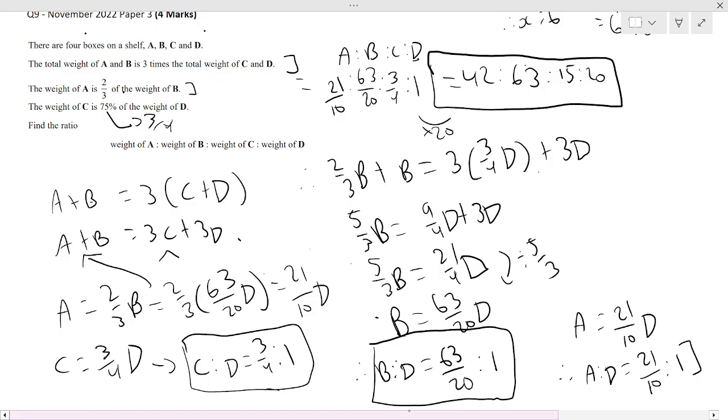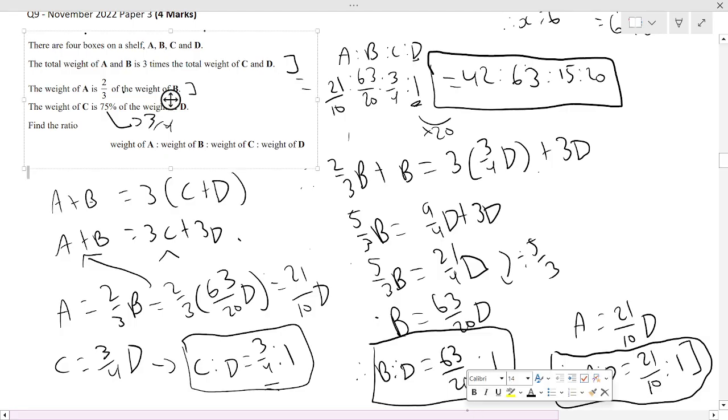And hopefully you can see what we've done here. So if I highlight this, D is all lots of 1. So when D is the same number, 1, then I can just bring the A, B, and C together like this. So A to D is 21 over 10. B is 63 over 20 to 1. Then C to D is 3 over 4 to 1, which is 3 over 4. And because it's all to 1, we can bring them all together. Then all I've done here at the end, you don't have to, but I've simplified it to get a whole number. Okay, that's that question then.